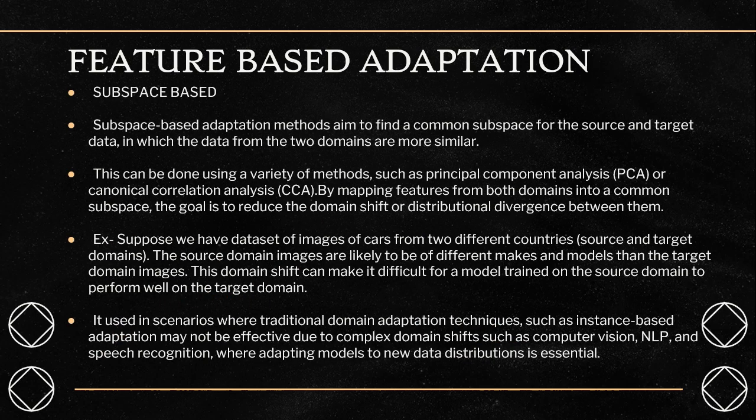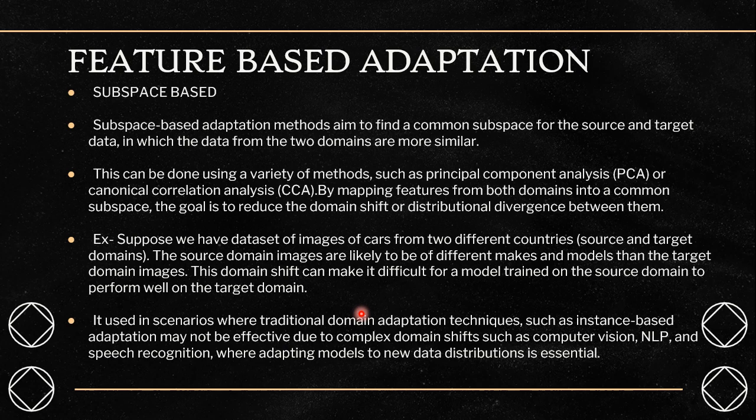First, let's go to the subspace method. What happens in the subspace method? We find a common subspace between the training data and the testing data. How can we find it? In feature-based adaptation, we are extracting the relevant features from both the testing data and the training data. Using the common subspace, we are extracting the similar features. We can use principal component analysis or canonical correlation analysis, and using that, we can minimize the discrepancy between them.